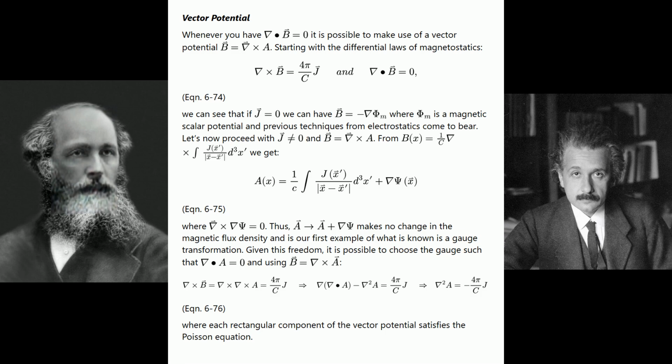Given this freedom, it is possible to choose the gauge such that gradient dot A equals 0, and using B vector equals gradient cross A vector, equation 6-76, where each rectangular component of the vector potential satisfies the Poisson equation.